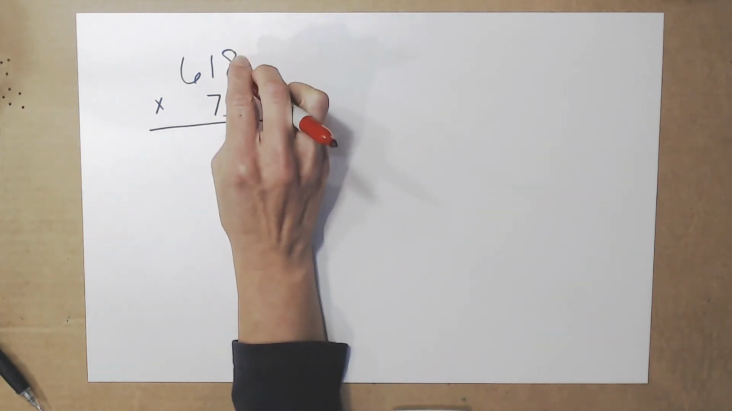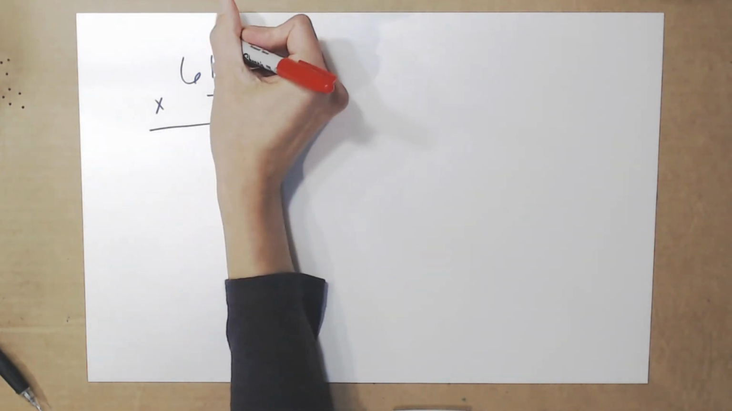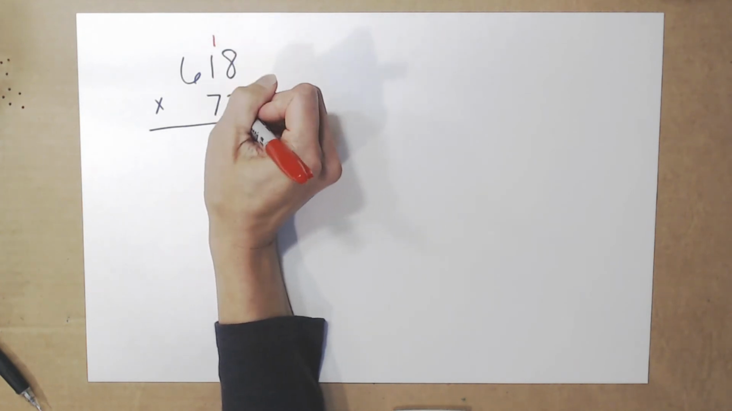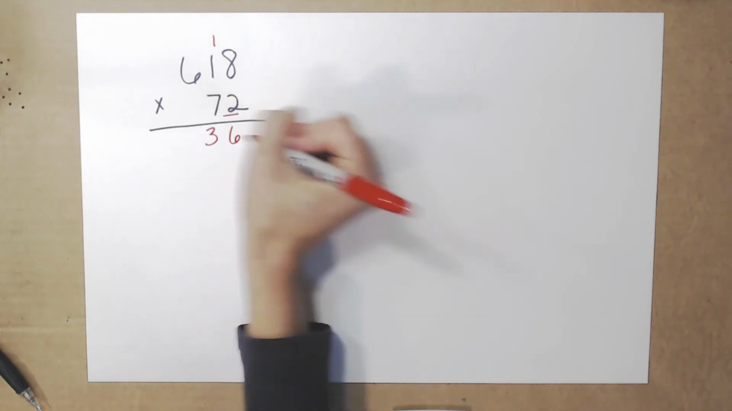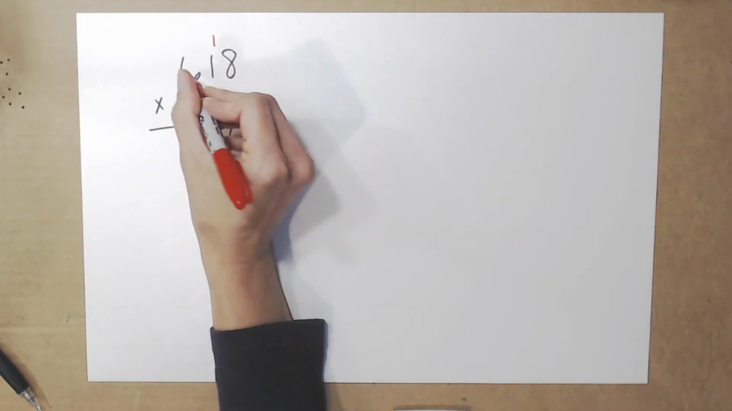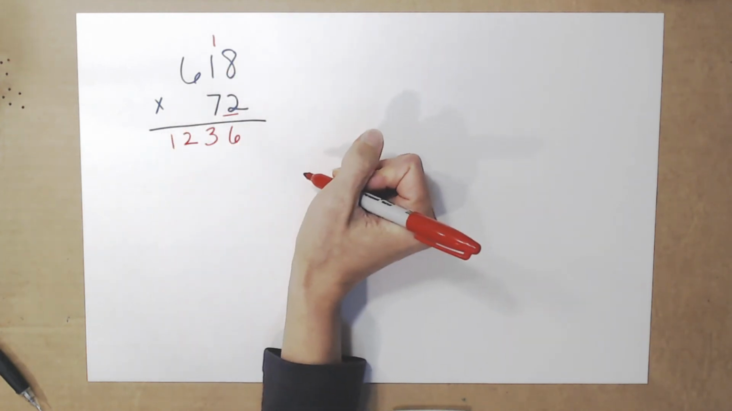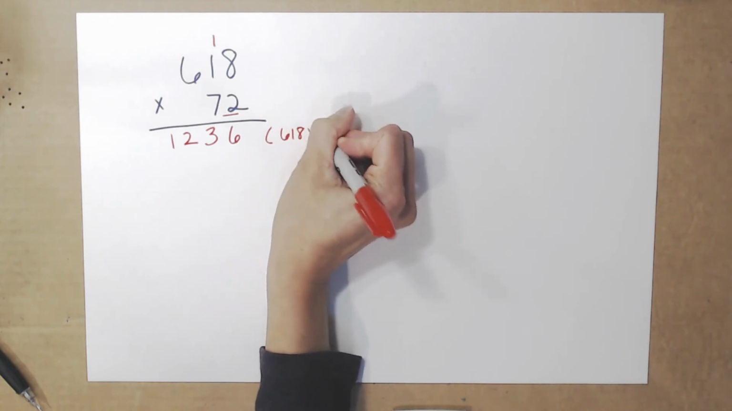So we take the 8 ones times the 2, we get 16 ones, so that's 6 ones and 1 ten. Extra 10 goes up there. We have the 1 ten times 2, which is 2 tens, plus the extra 10, which is 3 tens. And then we have 6 hundreds times 2, which would give us 12 hundreds. Okay, so that right there is 618 times 2.